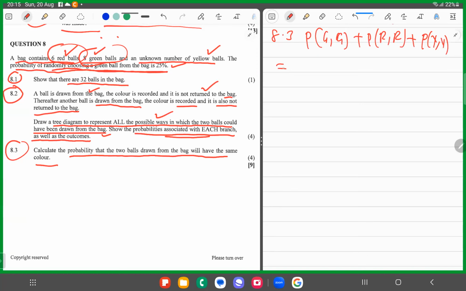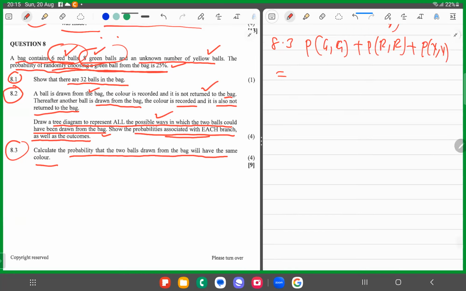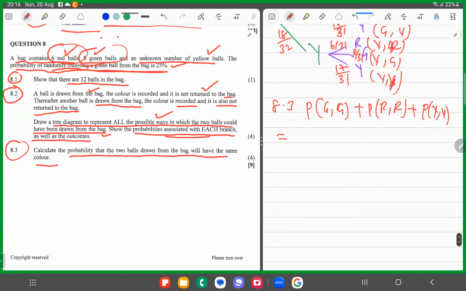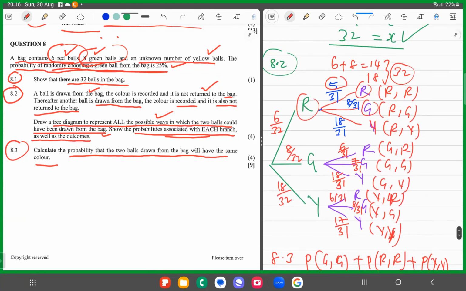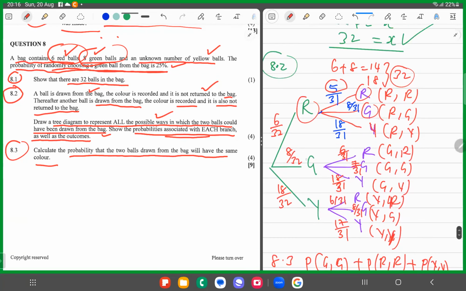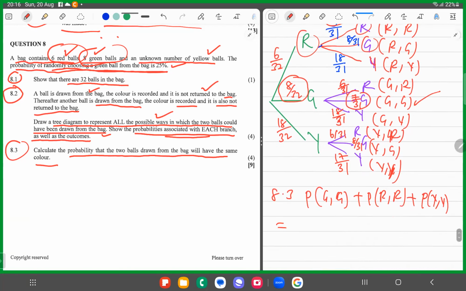So what is the probability of green, green? Right, the probability of green, green would be, here is green, the probability of green is 8 out of 32. Okay, so at this point, you look at green, green: 8 out of 32, and then you have 7 out of 31.